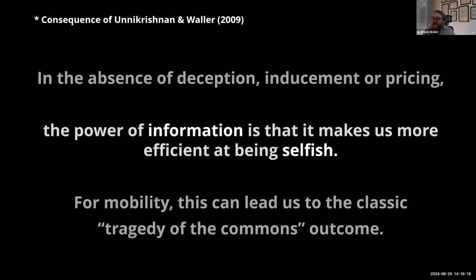And we came up with an observation that was part of the 2009 paper. In the absence of deception, inducement, or pricing, the power of information is that it makes us more efficient at being selfish. And for mobility, that can lead to the classic tragedy of the commons outcomes, and it can lead to it even more quickly. And that's really the key, again, power of the modeling, that it can help us to see these situations where we make a change and the model says the network will respond in a non-intuitive way that might be good or it might be bad.